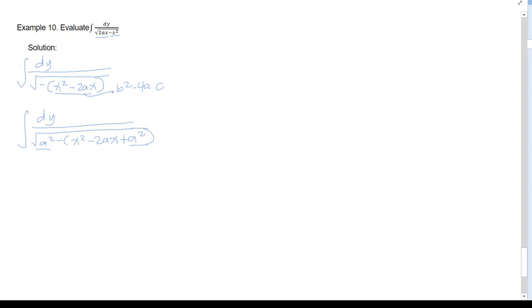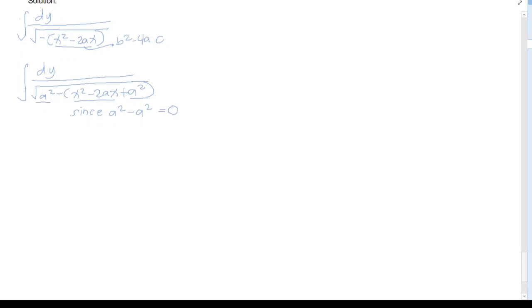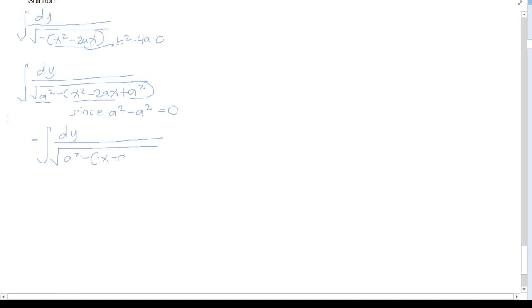we have arrived also again to the original equation, which is x squared minus 2ax, which is this one. Since a squared minus a squared is equal to 0, we have arrived at the same x squared minus 2ax. So if we have manipulated that already, that is equal to the integral of dy over the square root of a squared minus (x minus a) squared.